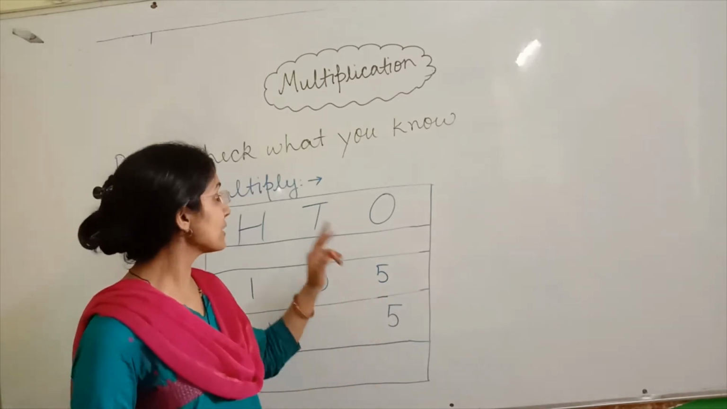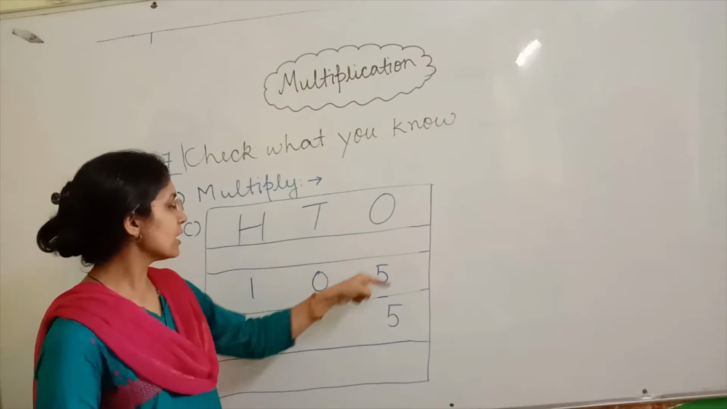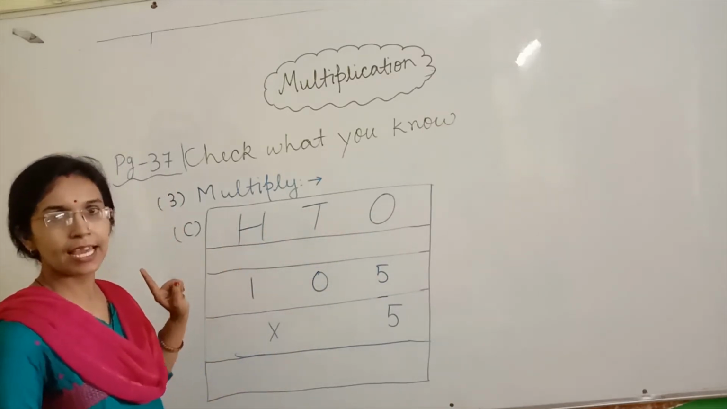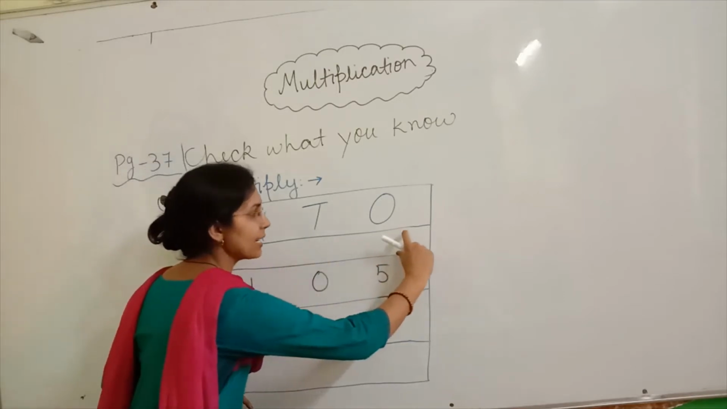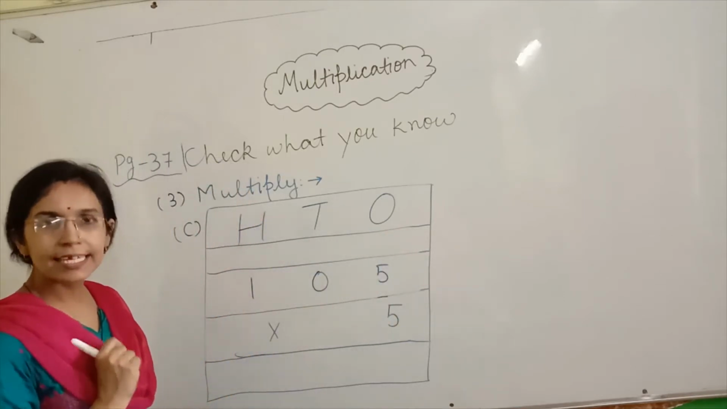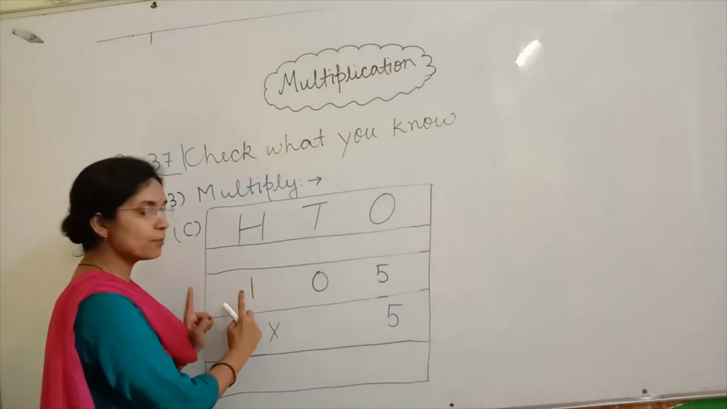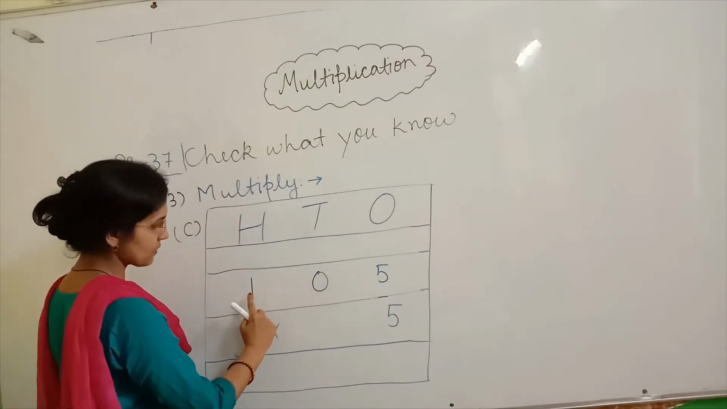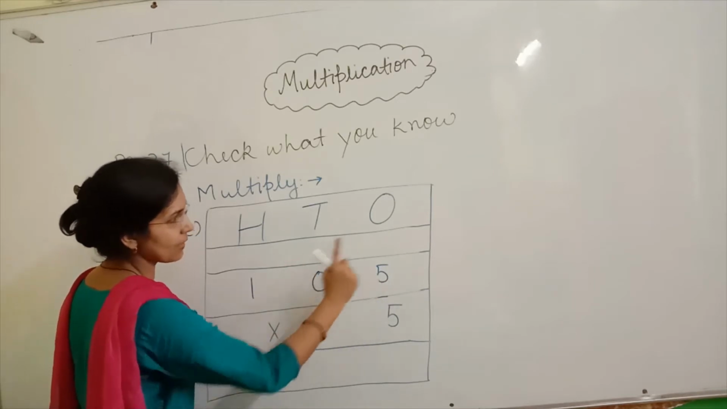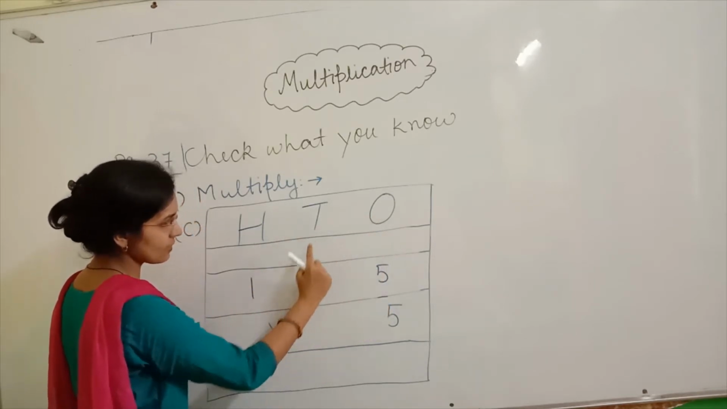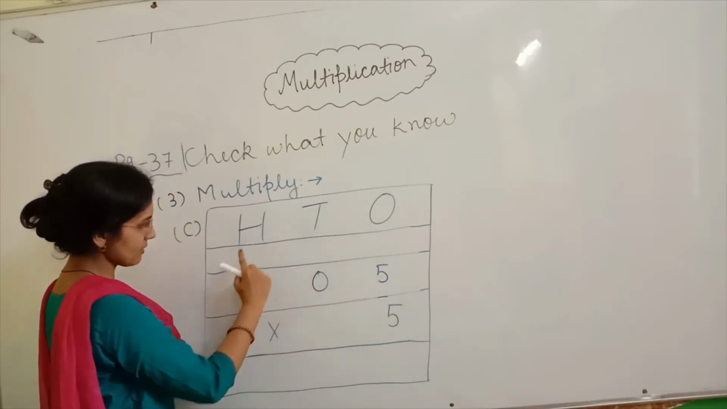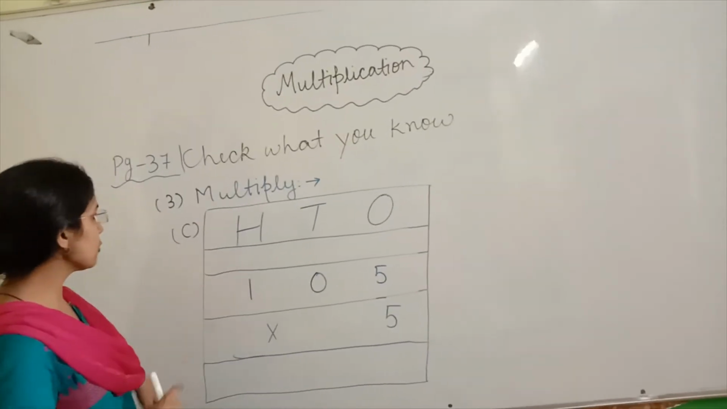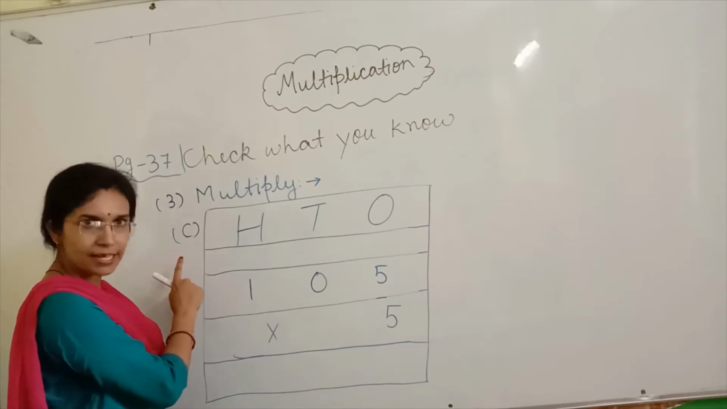For this, children, you need to write down ones, tens and hundreds, and you have to leave one line to write down your carryover. Then you will place your numbers according to place values. 5 is in the ones place, 0 is in the tens place and 1 is in the hundreds place.